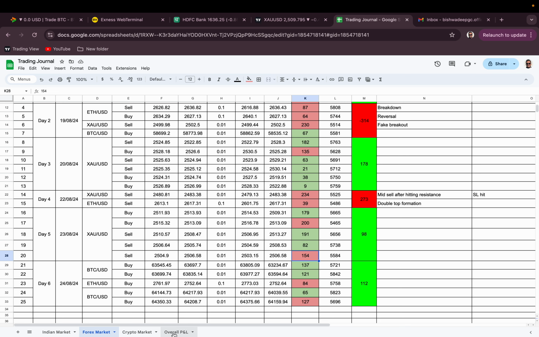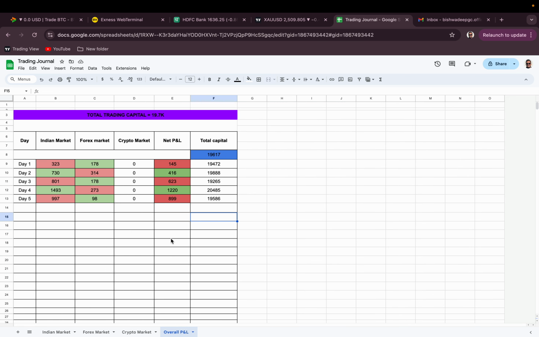So let me take you to the overall PNL. 997 loss, 98 profit. Overall net PNL on the negative end, that is 899. So overall total capital is 19,586. So see, it's no profit, no loss.